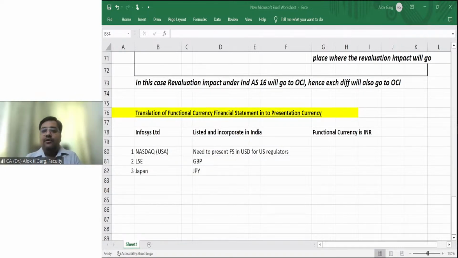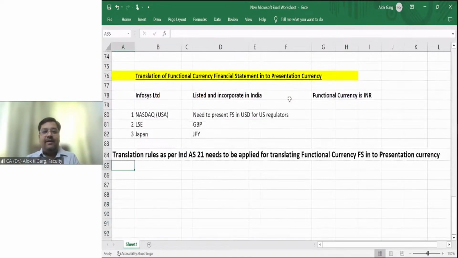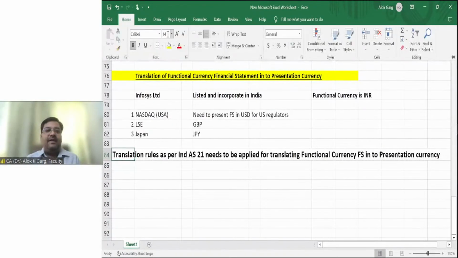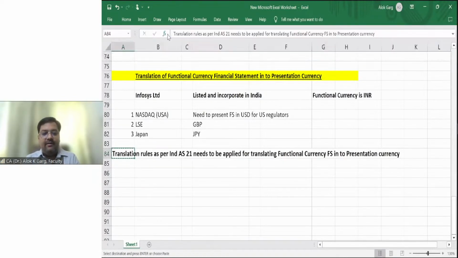So in this case, the standard says that you need to translate your financial statement, which means you need to translate your balance sheet and your P&L. The translation rules as per Ind AS 21 need to be applied for translating the functional currency financial statement into presentation currency. And what is that? So let's discuss.